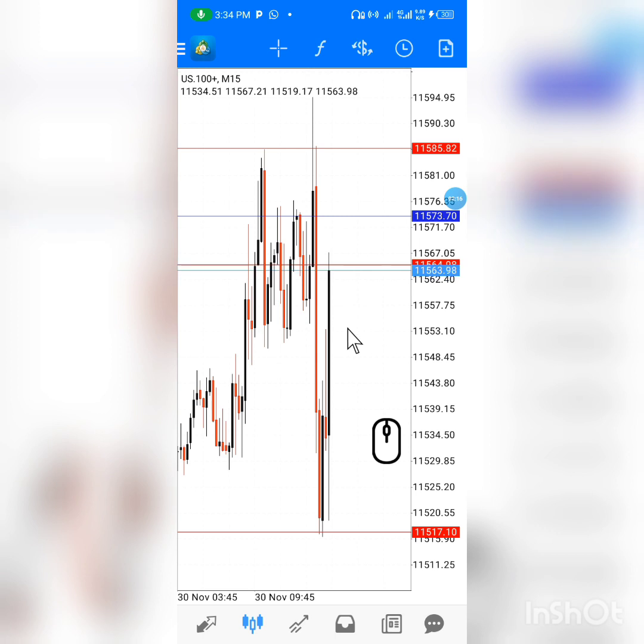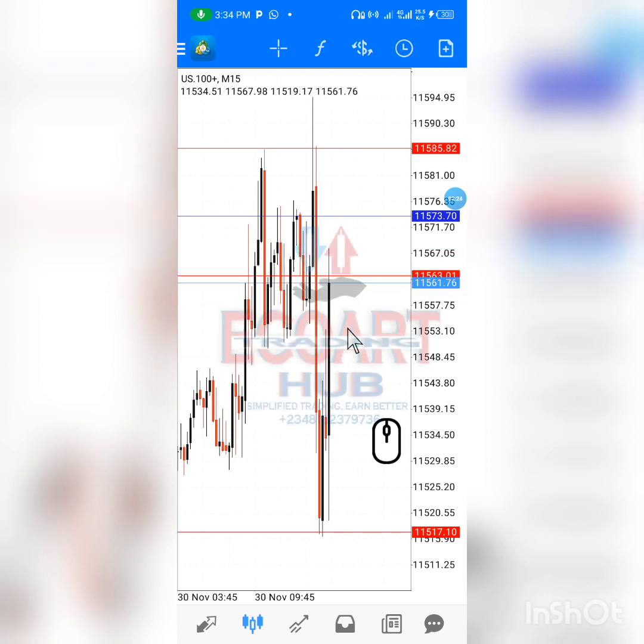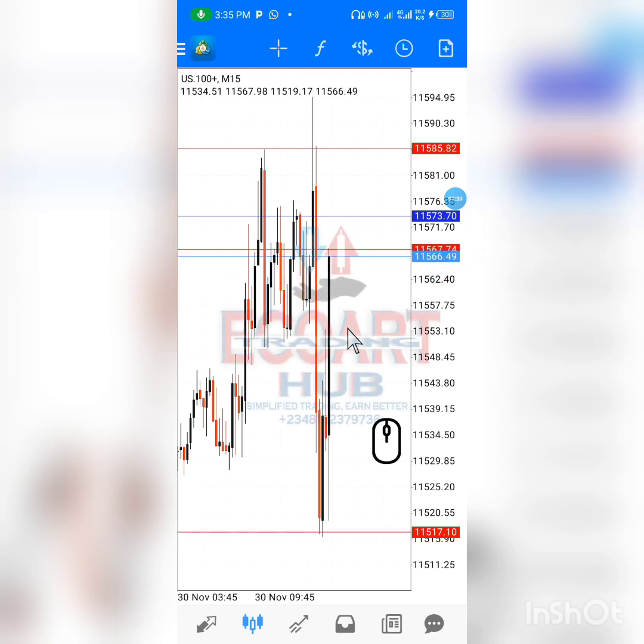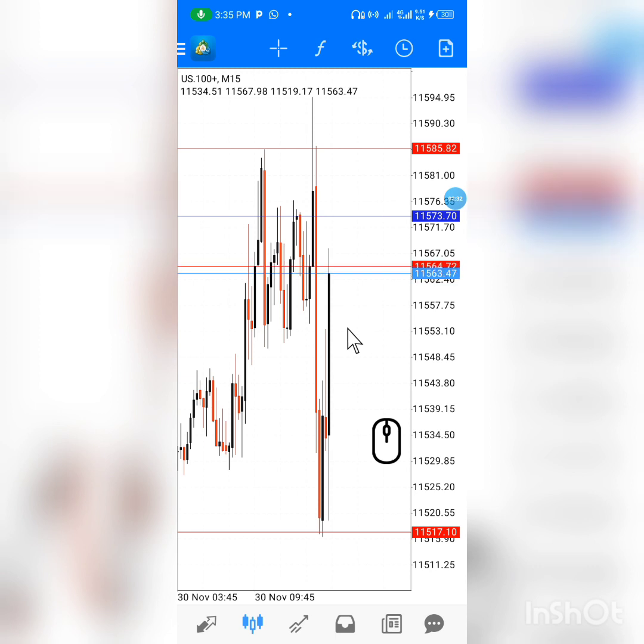What it means is a sell is triggered in the future, which means you have to place a price below the current market price, which means you're expecting the market, whenever price gets to that point, to trigger and start selling.